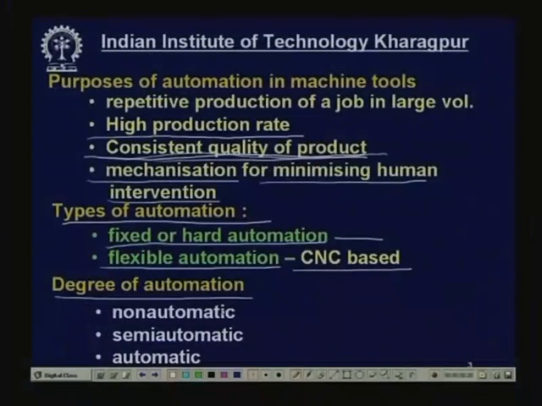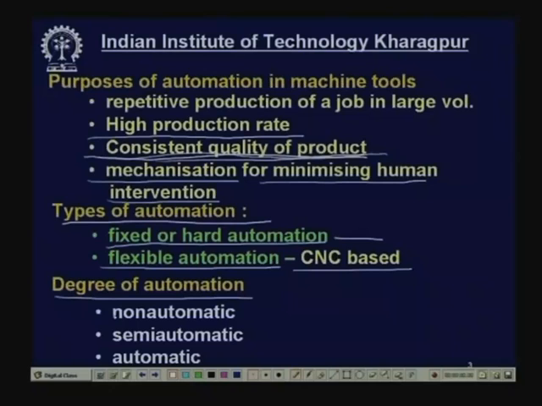Non-automatic machine tools mean those where, irrespective of the processing operations, the auxiliary operations are done manually. In automatic machine tools, not only the processing operations but also almost all the handling or auxiliary operations are done automatically, and then it is called an automatic machine tool. In between, where say around 50% of the handling operations are done automatically and 50% manually, irrespective of processing operations, it is called semi-automatic.